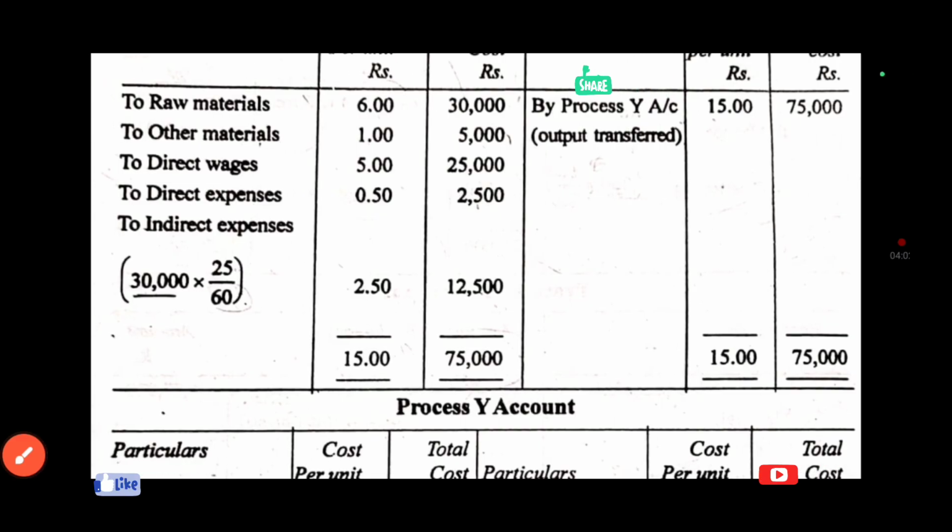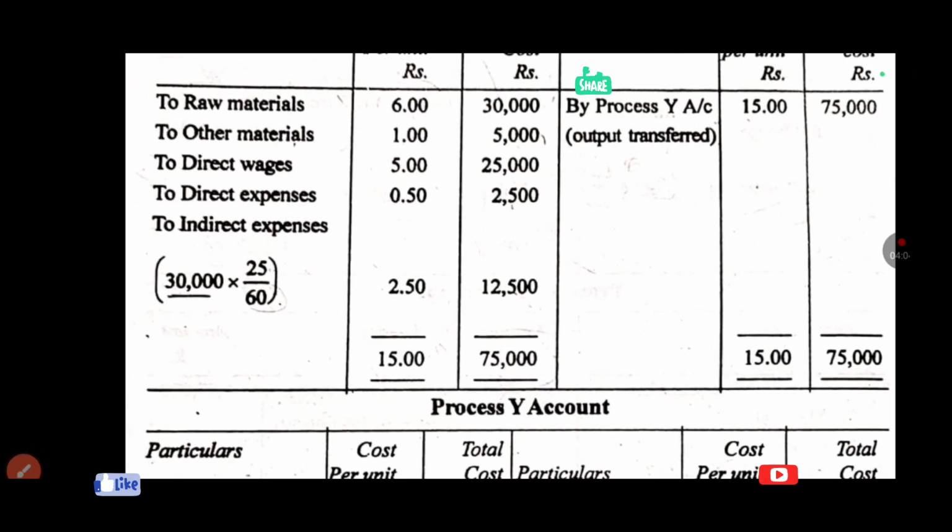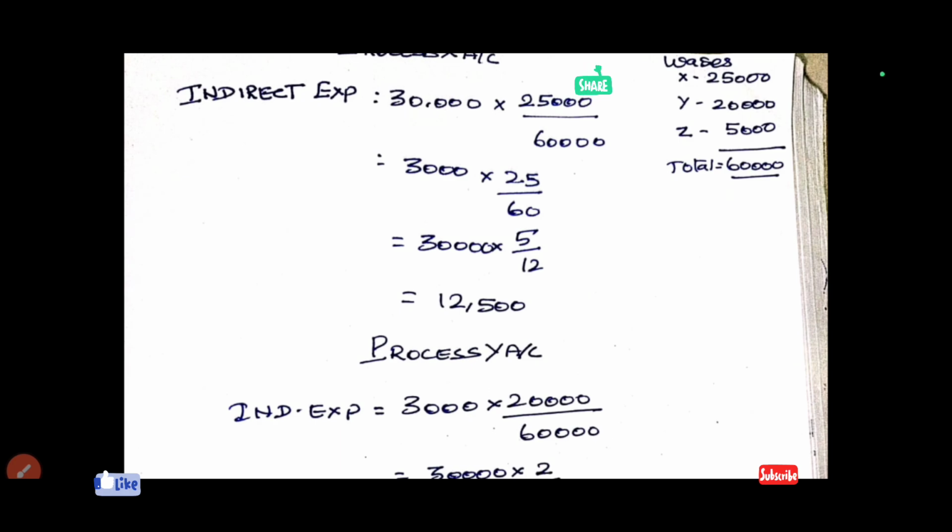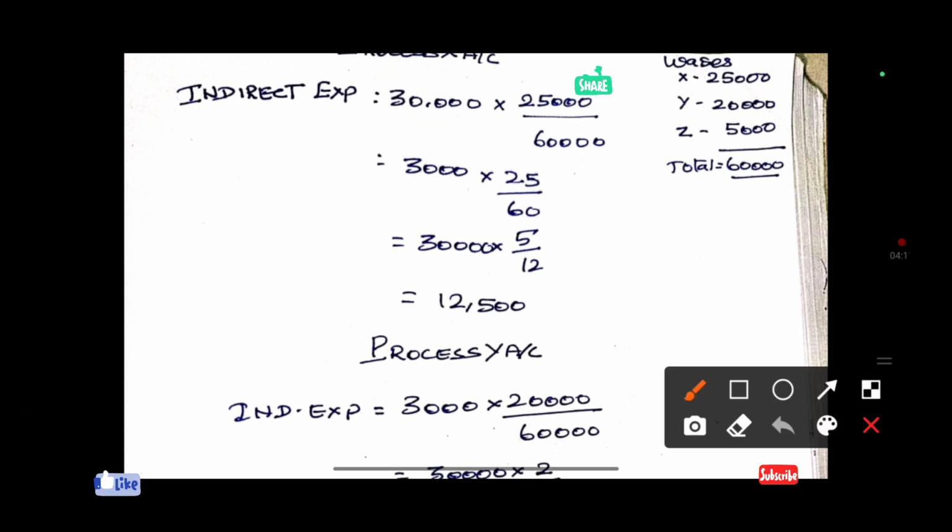Then we are going to prepare the indirect expenses. How can you prepare the indirect expenses? We have to apportion the indirect expenses of 30,000 rupees on the basis of direct wages. Process X direct wages is 25,000, process Y 20,000, process Z direct wages is 5,000 rupees. Let's prepare.